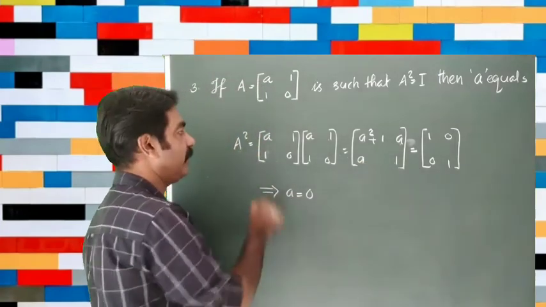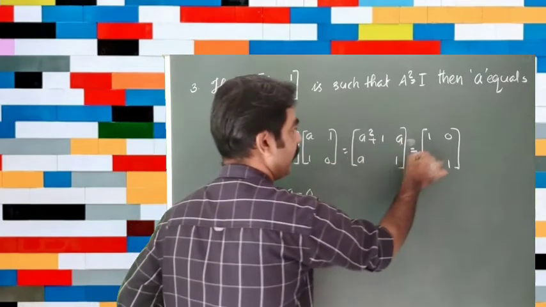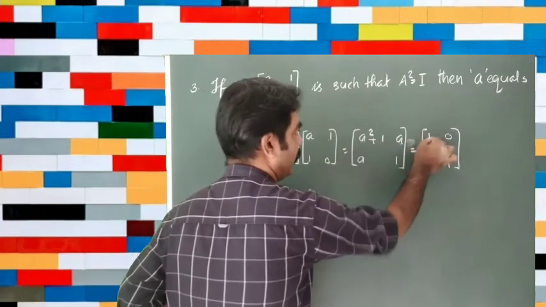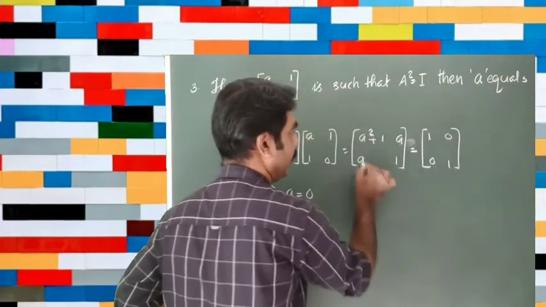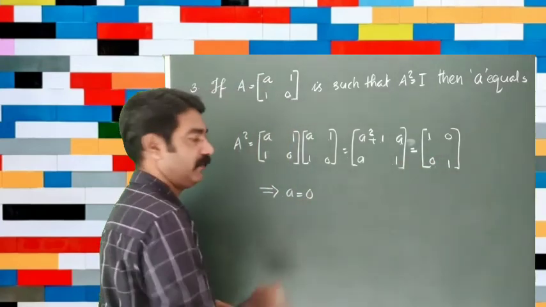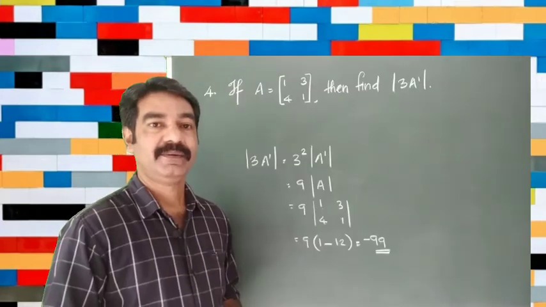But given that A square is equal to I, the identity matrix 1, 0, 0, 1. So comparing these two matrices, we get a square plus 1 is equal to 1, a is equal to 0, again a is equal to 0, and 1 is equal to 1. So we get a is equal to 0. The value of a is 0.